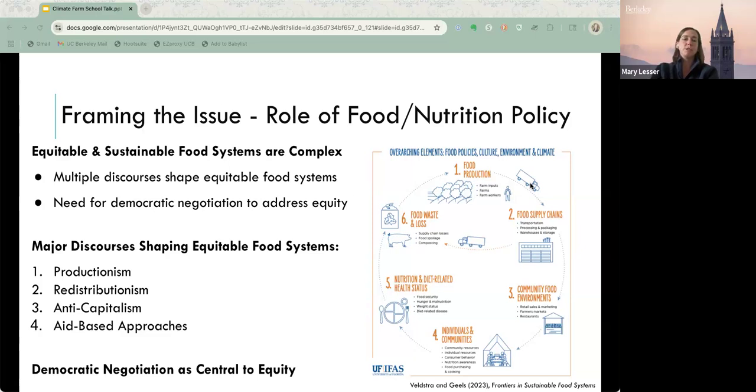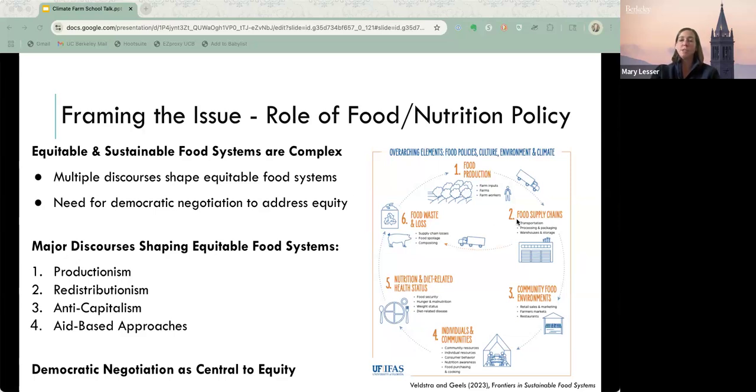The first one is productionism, which is the focus on maximizing agricultural efficiency and yields. Solutions tend to prioritize technological advances and market-driven strategies to reduce costs and improve access. The next discourse is redistributionism, centering on redistributing resources and wealth to address disparities. Anti-capitalism critiques the commodification of food and systemic inequalities perpetuated by global capitalism. And finally, aid-based approaches rely on charitable models to provide immediate relief for food insecurity. So these are the four major discourses that we're keeping in the back of our mind.